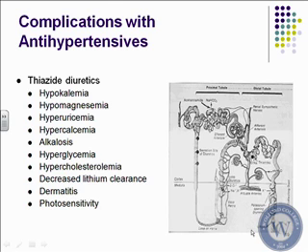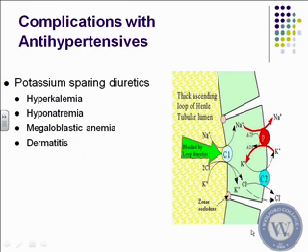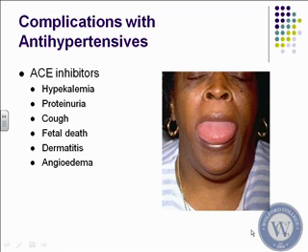Complications of the drugs, I expect you to know. Partly covered last semester, but I expect you to still continue knowing this stuff. Thiazide diuretics cause hypokalemia and hypomagnesemia, and they have also decreased lithium clearance. Potassium-sparing diuretics basically block things, and as a consequence cause hyperkalemia, hyponatremia, and megaloblastic anemia. And this is the ACE inhibitor complication, which we talked about before, which is angioedema. ACE inhibitors may also cause hyperkalemia.